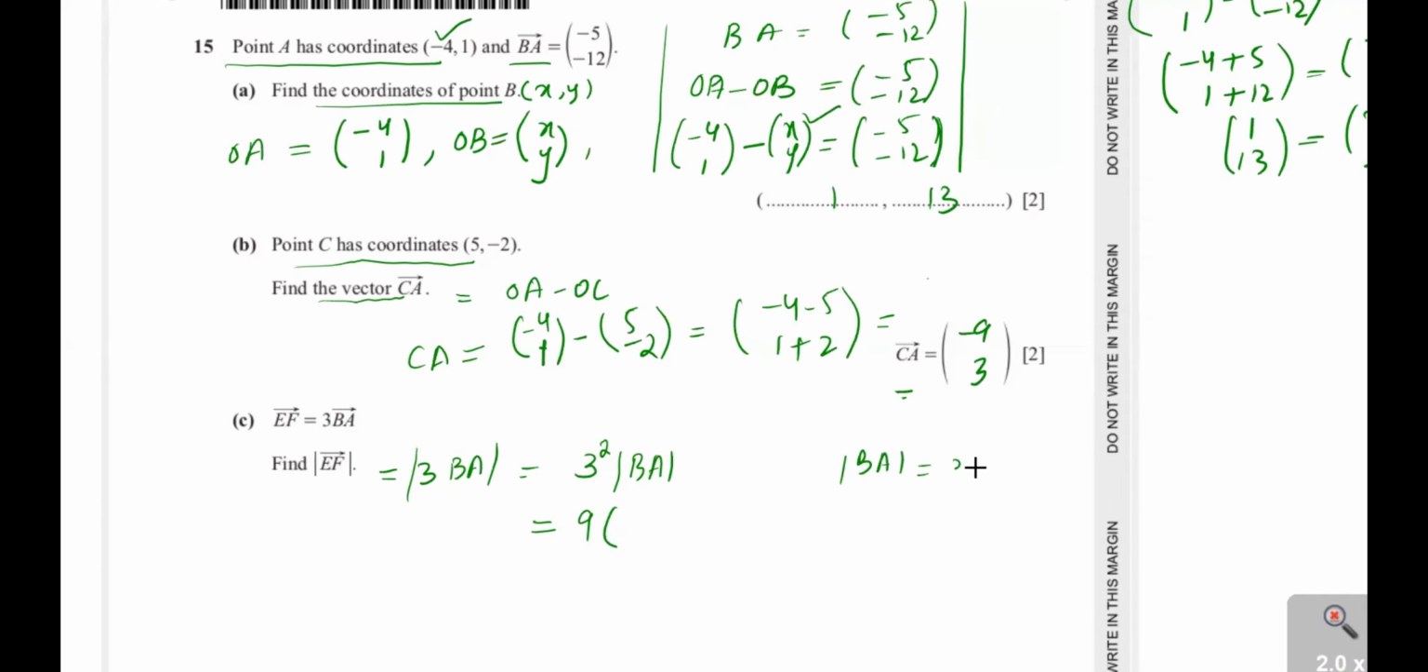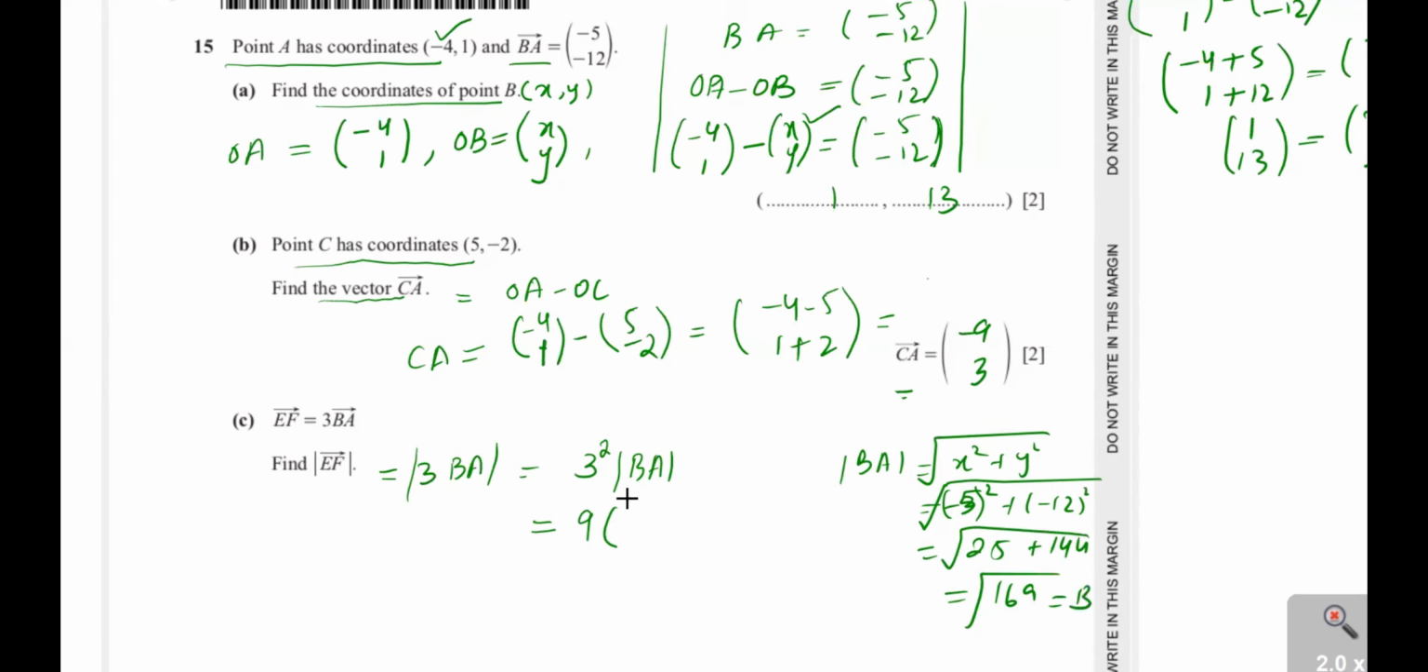Here is the square root of x squared plus y squared, and this is the square root of 5 squared plus (minus 5) whole squared minus 12 whole squared, and this is the square root of 25 plus 144. This is the square root of 169, which equals 13, and we can write that the magnitude of BA is 13. Therefore 9 into 13 will be equal to 117. This is the magnitude of EF.